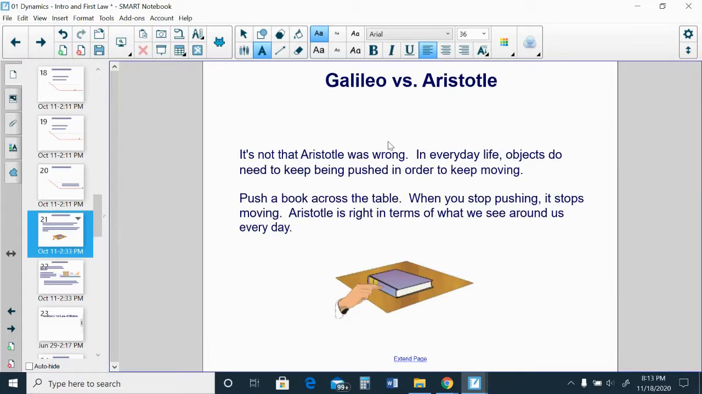So it's not that Aristotle was necessarily wrong. In everyday life, objects do need to keep being pushed in order to keep moving. So again, if you push a book across the table, when you stop pushing, it will stop moving. Aristotle is right in terms of what we see around us every day.